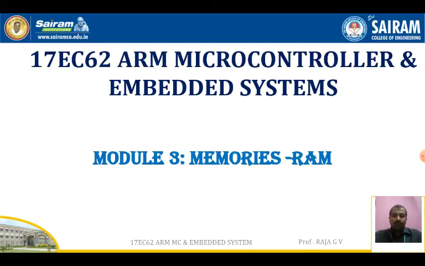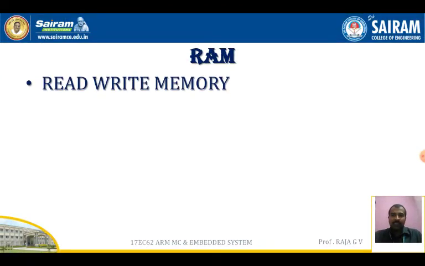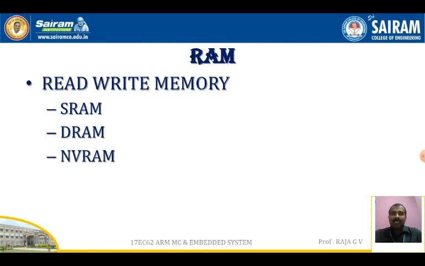Okay, so RAM, random access memory. What is random access memory? Random access memory, or otherwise we say it is a read-write memory. What are the types of read-write memory? It has SRAM, DRAM, NVRAM. What is SRAM? Static RAM. DRAM is nothing but dynamic RAM. NVRAM is nothing but non-volatile RAM.